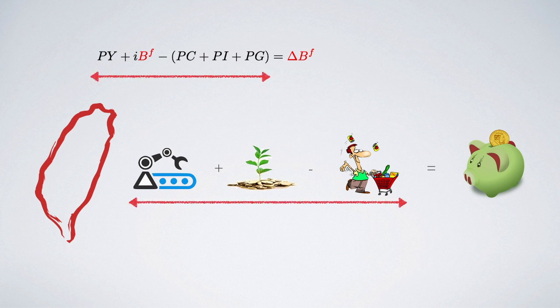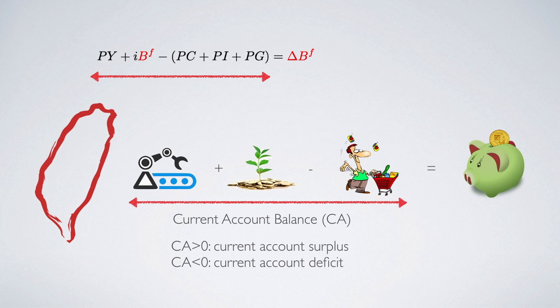And all the terms on the left-hand side measure the total income that is unspent within a country. This total income that's not spent within a country, we call the current account balance, and we use the notation CA. Whenever CA is larger than 0, then we have some money left from this period's income. Then we have a current account surplus. And if it is negative, then we say that we have a current account deficit.